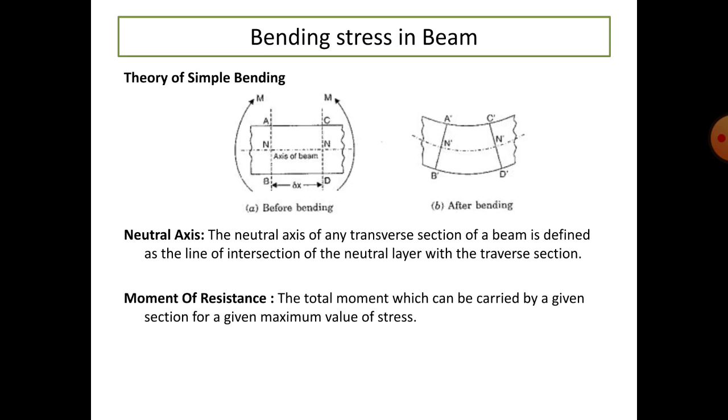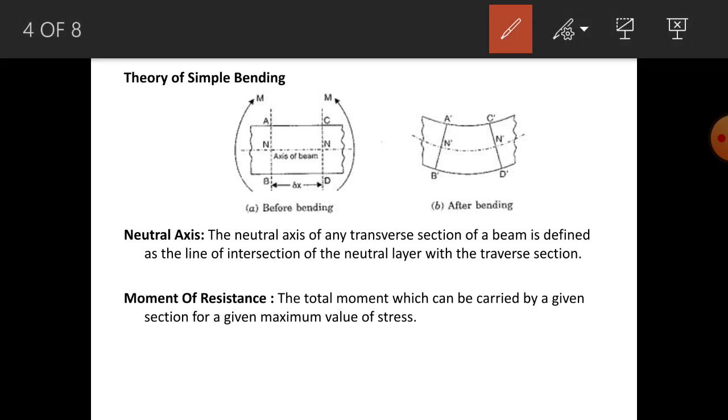Next, we'll try to understand what is bending theory. What is simple bending theory? If you see here, there is a beam. In this beam we have taken sections AB and CD at two different points at a distance delta x. We are applying unlike moments at the ends, moments M at both ends, in clockwise and anti-clockwise directions.